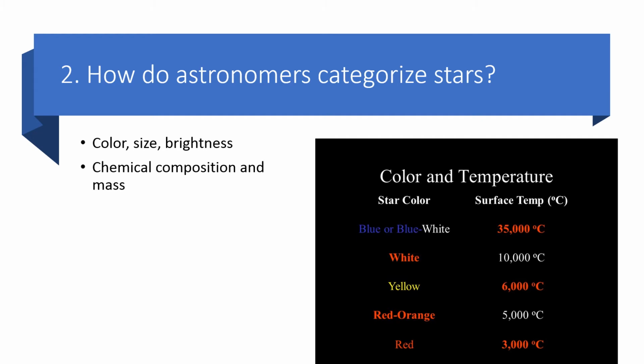There's a number of ways that stars are categorized, but mainly by color, size, and brightness, as well as chemical composition and mass. And if you look at the chart on the right, you'll see that temperature increases as you move up on that chart. So the top tier, the hottest star we see there, actually would be a blue or blue-white star, whereas the cooler stars at a chilly 3,000 degrees Celsius would be red.